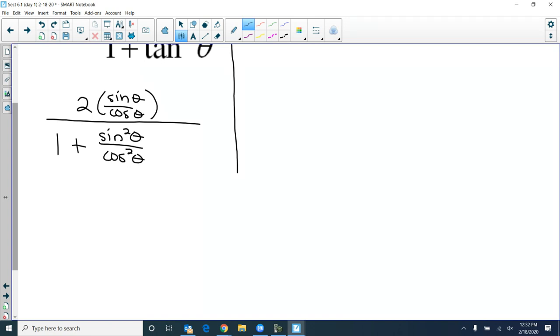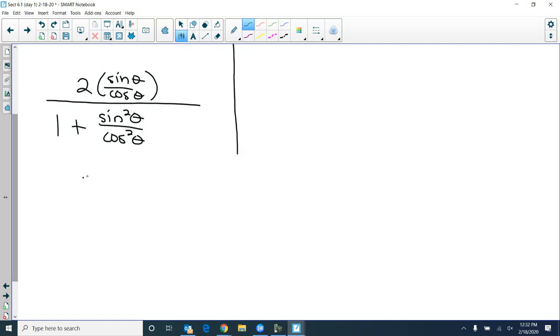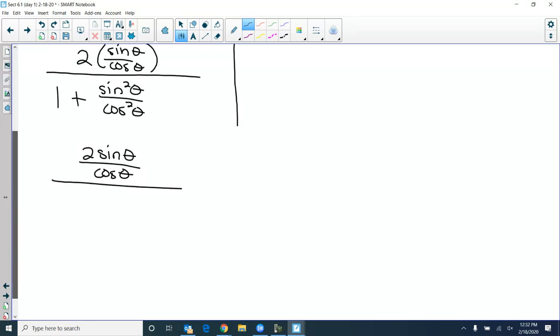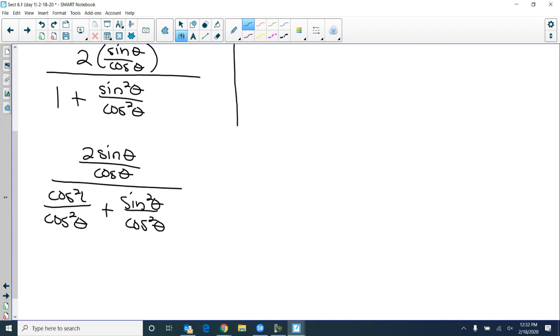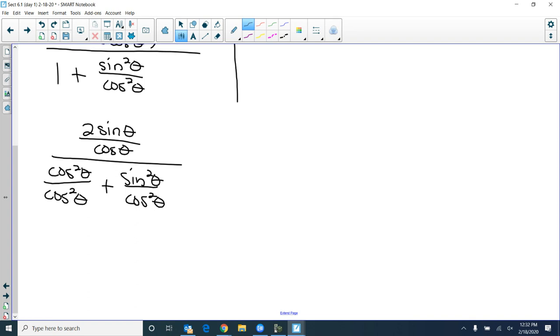Also be careful here, because a lot of people make a mistake in the numerator. 2 times sine of theta over cosine theta is equal to what? 2 sine theta over cosine theta. Yeah, the 2 only goes to the numerator. So it's 2 sine of theta over cosine of theta. All right, we said 1. We're going to get a common denominator of cosine squared theta, and that's going to become cosine squared theta. I can't really do anything to the top yet.